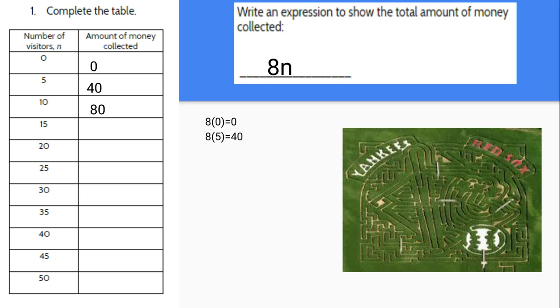If they have 15 visitors, we have $120 that they collected. 20 visitors, 8 times 20 gives us $160. 8 times 25 is $200. So as you can see, the more people that come to their corn maze, the more money the family gets.